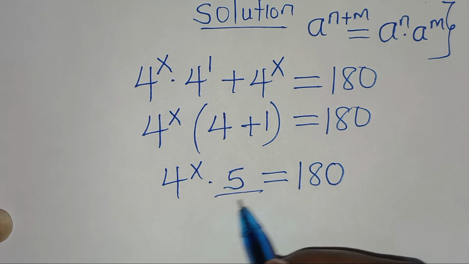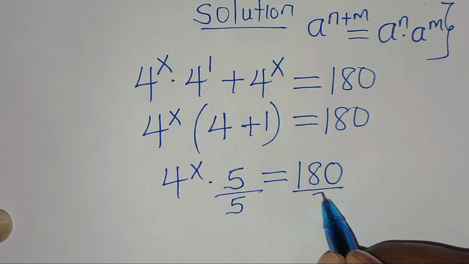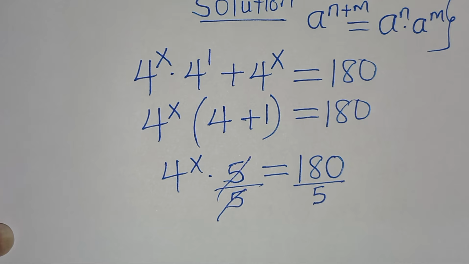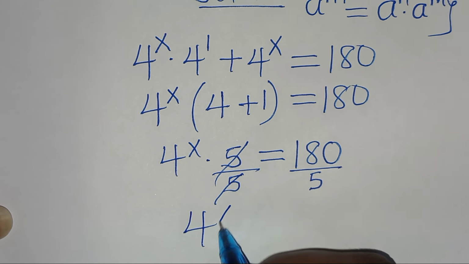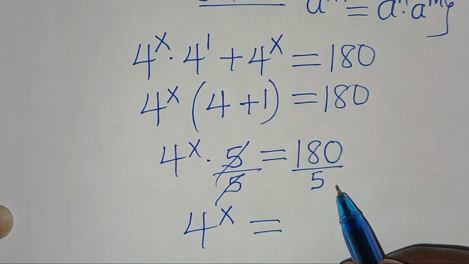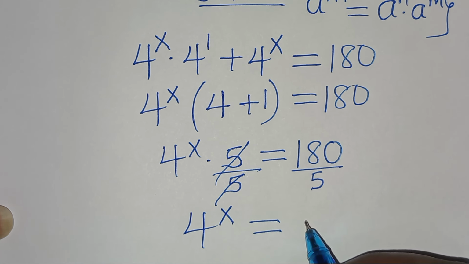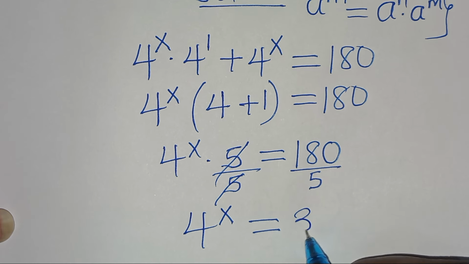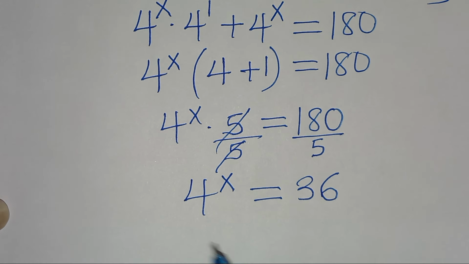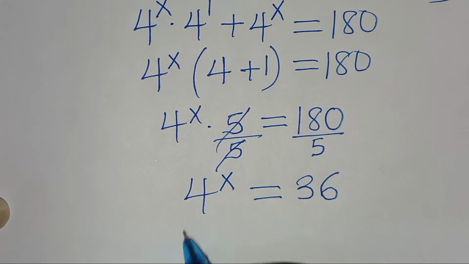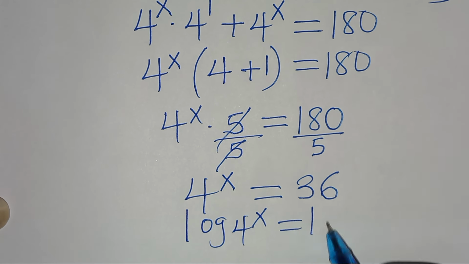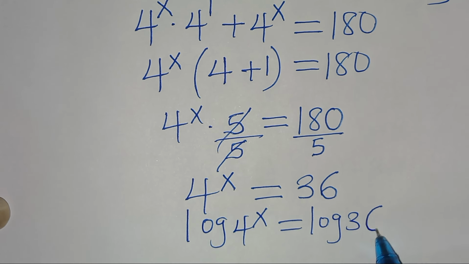So let's divide both sides by 5, so that now this is the same thing as 4 to the power of x equal to 180 divided by 5, and this is equal to 36. Now to solve for x here, we introduce logarithm on both sides such that we have log 4 to the power of x equal to log 36.